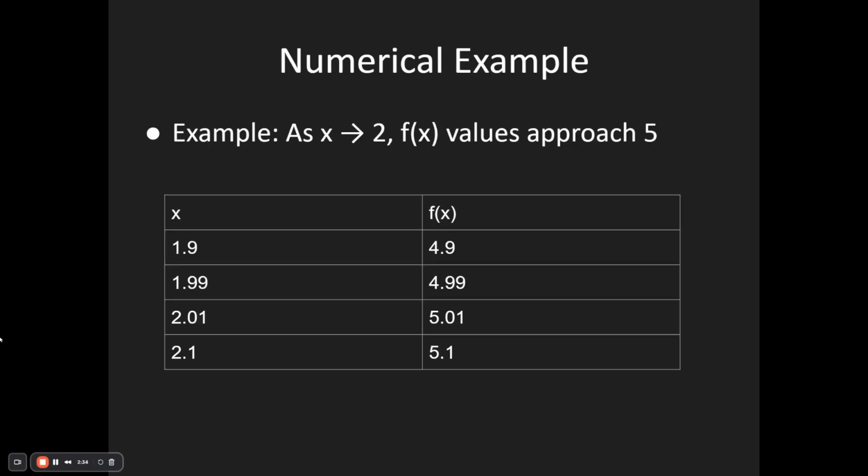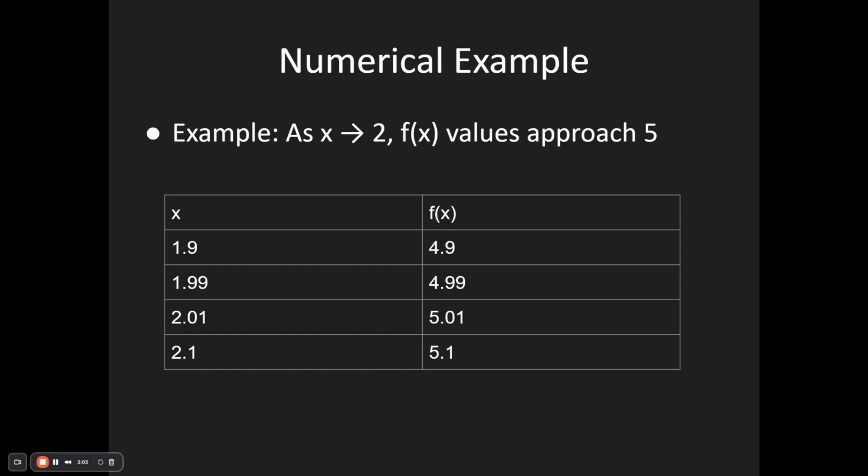So now let's look at a numerical table. Suppose we want the limit of f of x as x approaches 2. If I plug in values close to 2, like 1.9, 1.99, 2.01, and 2.1, I might get outputs like this: 4.9, 4.99, 5.01, and 5.1. Notice that as x gets closer and closer to 2, the function values are getting closer and closer to 5. That tells us that the limit as x approaches 2 of f of x is 5.